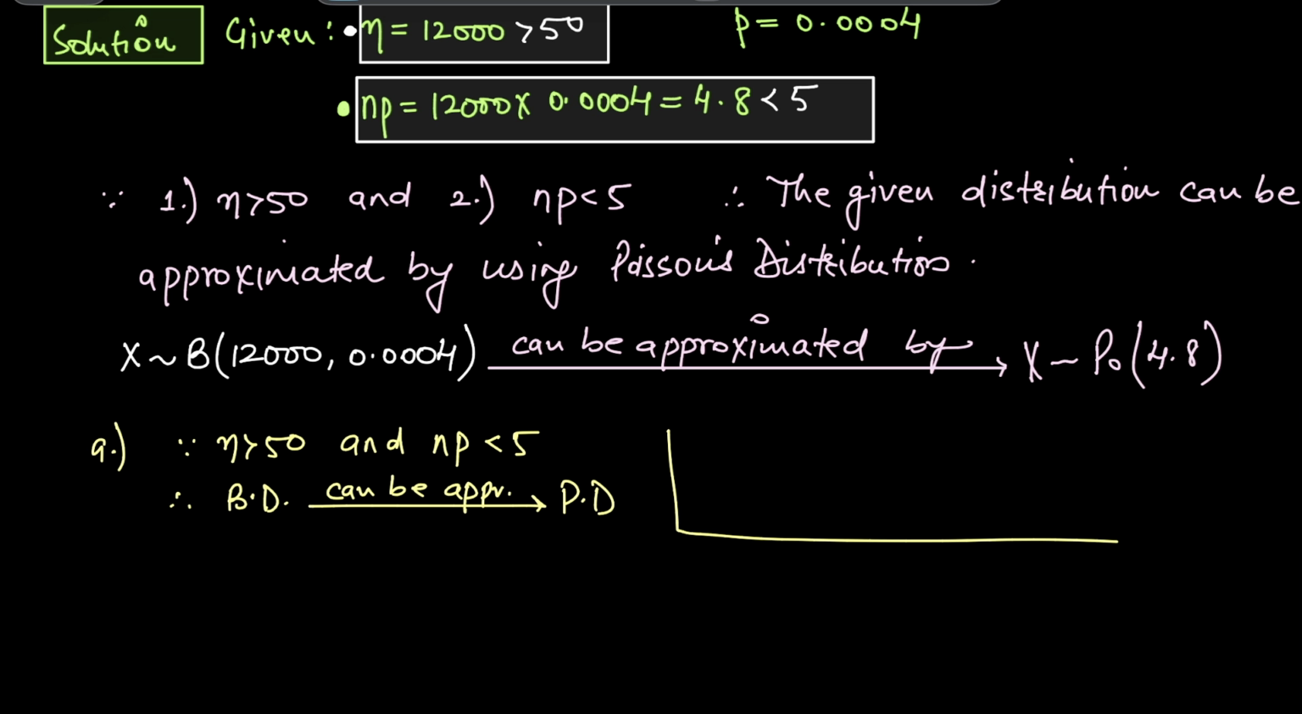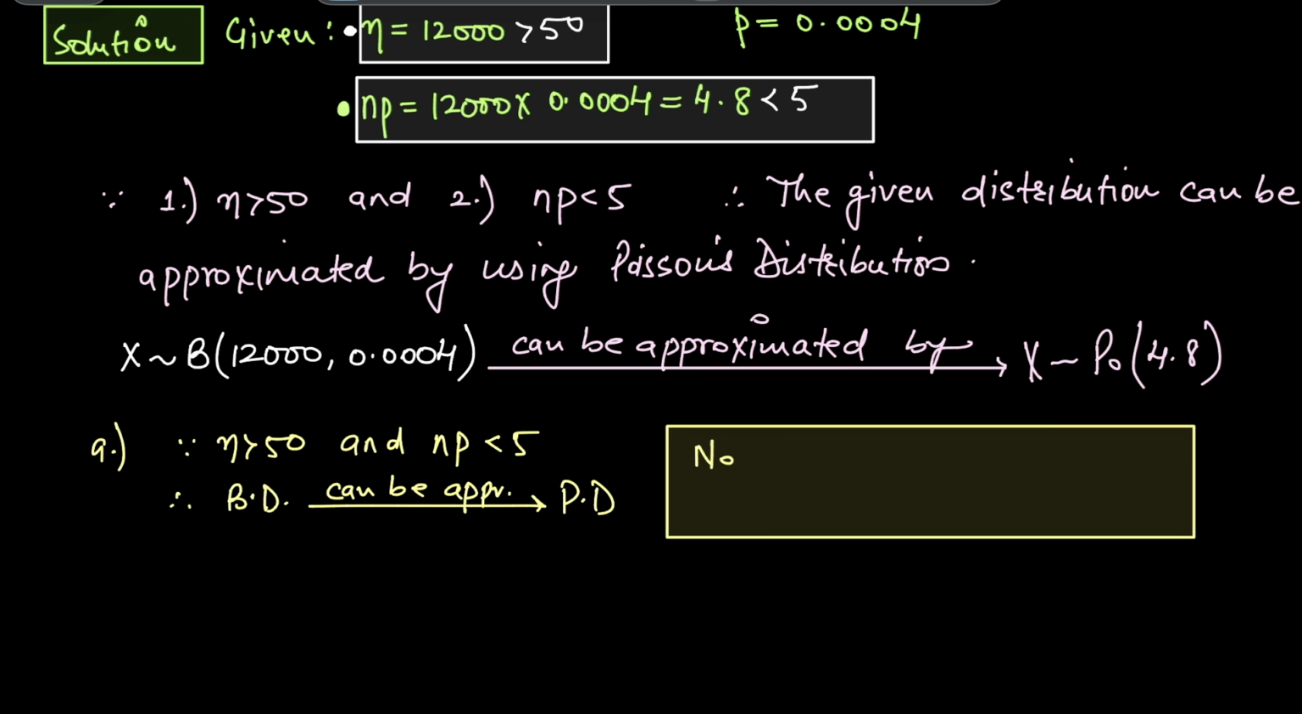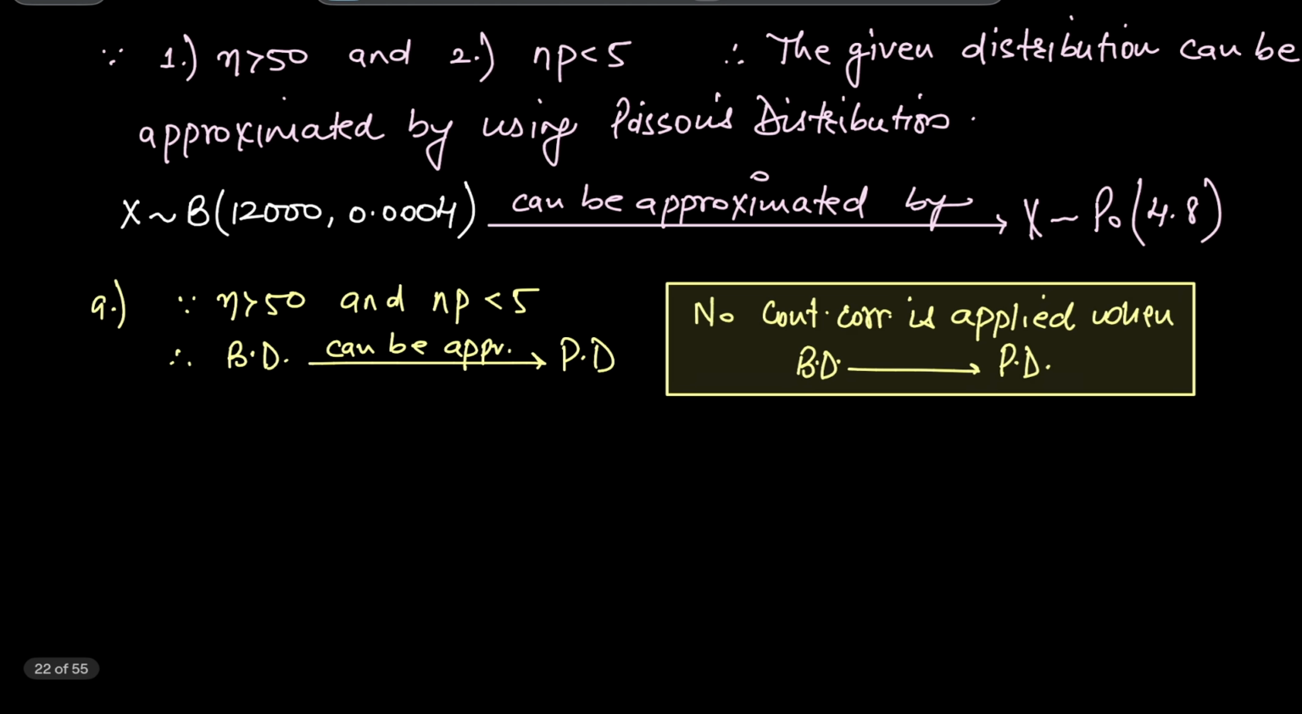A few times a student asked me whether we need to apply the continuity correction or not. So I'm just making a box over here and writing in bold that no continuity correction is applied when binomial distribution is approximated by Poisson distribution. You need to understand that both the distributions are discrete random variable distributions, and when both of them are of the same category, we do not apply continuity correction.